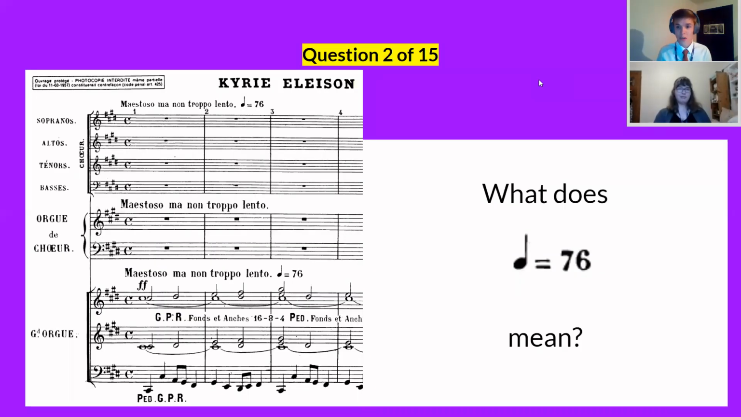So question number 2 is on what is written next. So what does crotchet equals 76 mean? So this is still part of the tempo marking, or the tempo and character marking. What does that mean as exactly as you possibly can describe? Crotchet equals 76.